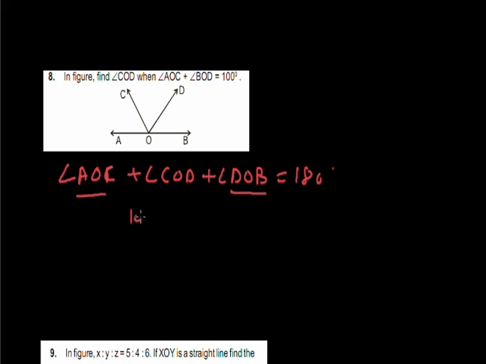In the figure COD, find angle COD when AOC plus BOD is equal to 100 degree. So we know that linear angles in the same straight line is equal to 180 degree, so we can write it down as angle AOC plus angle COD plus angle DOB is equal to 180 degree, and we are given that angle AOC plus BOD is equal to 100 degree. So from here we can write it down as 100 plus angle COD is equal to 180 degree. So angle COD is equal to 180 minus 100, which is equal to 80 degree, which is our required answer.